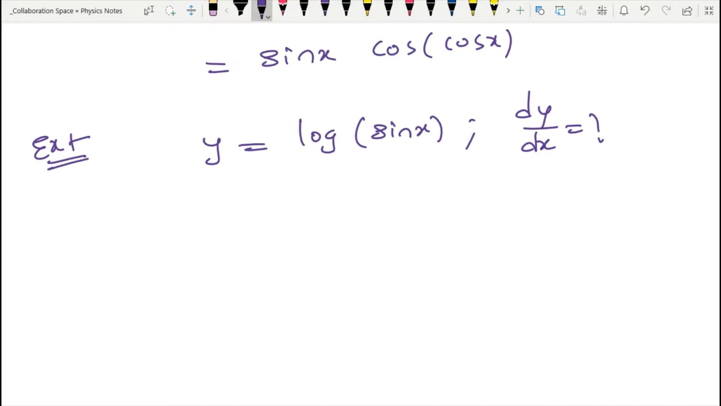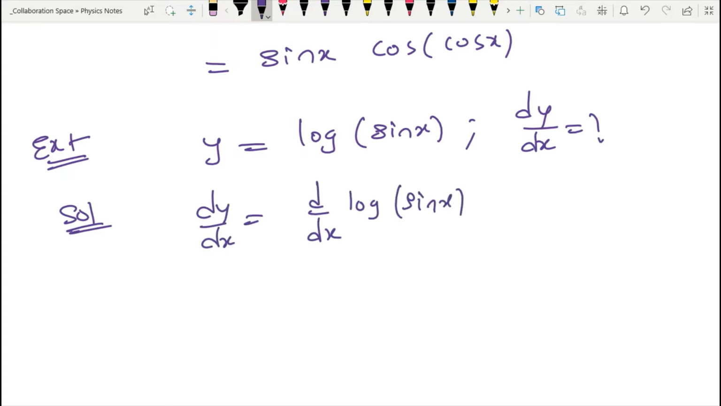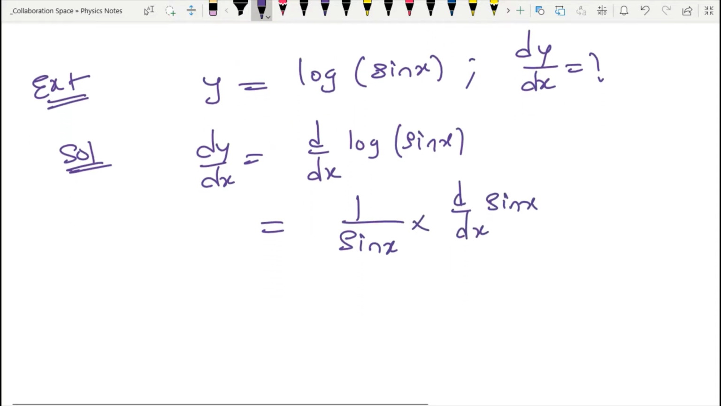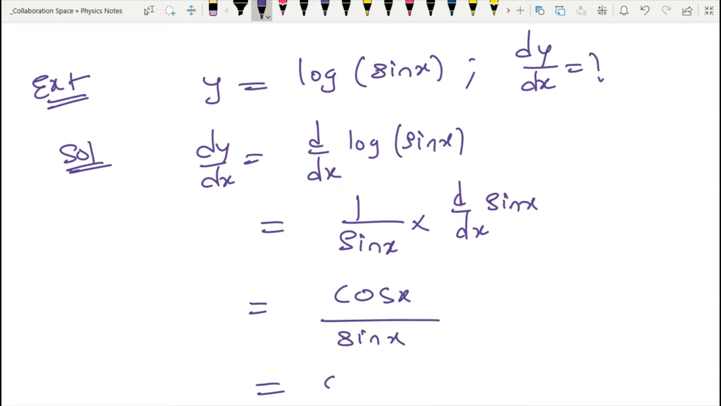Yeah. First see, you have to apply differentiation both sides, dy/dx, and d/dx of log sin x we have to write. What is the d/dx of log x? It is 1/x. So here x is not there, so sin x is there. We are writing 1/sin x multiplied by d/dx of sin x. So d/dx of sin x is cos x. So cos x divided by sin x. So the answer is cot x. So this is the way of doing the problem. Clear or not?